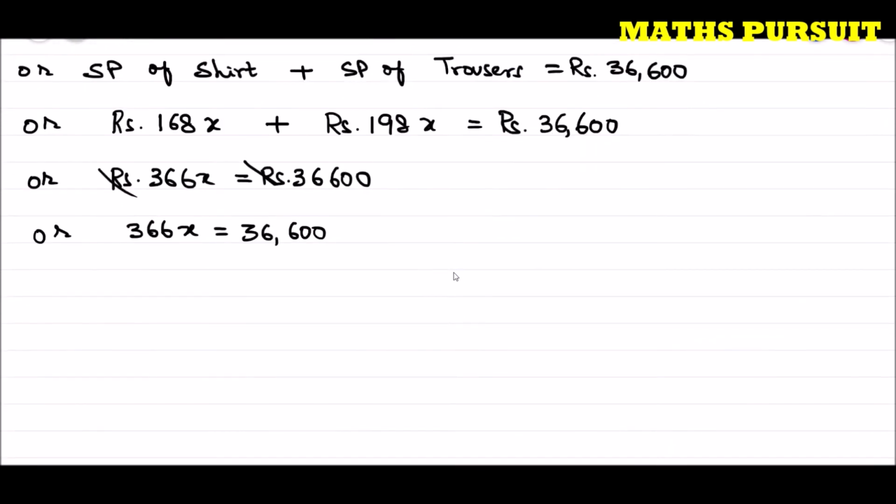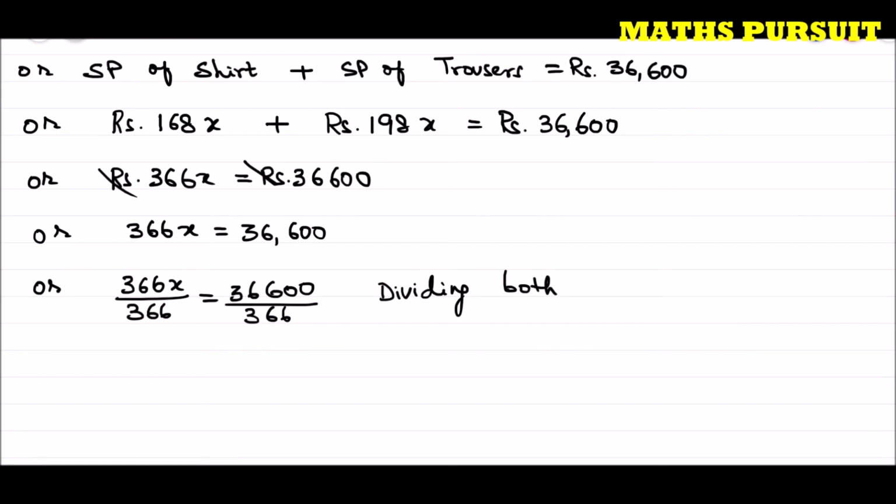How it cancels out, guys: if we divide both sides by rupees, it cancels out, because if the same figure is there on both sides, it cancels out. But in order to understand, if we divide rupees 366x by rupees is equal to rupees 36,600 divided by rupees, it automatically cancels out. Or I can write 366x divided by 366 is equal to 36,600 divided by 366. What I am doing here? I am dividing both sides.